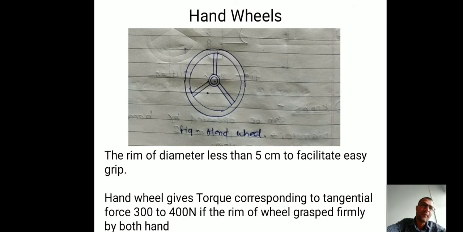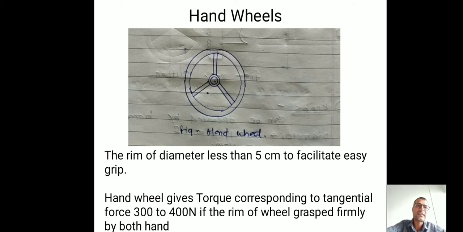If the diameter of this hand wheel is more than 5 centimeter, then there will be chances of errors while operating and holding inside the hand. So as per ergonomics, the diameter of this hand wheel should be less than 5 centimeter, so that we can easily operate this hand wheel. Correct?